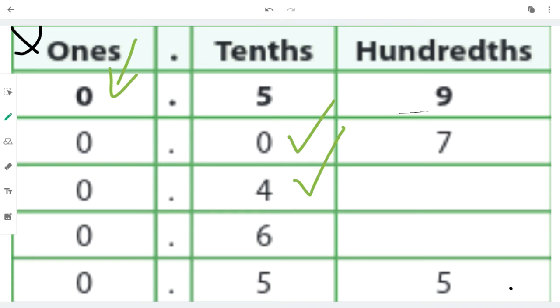We know that 6 will never be less than 5. That's not how that works. 6 can never be less than 5. The one that we need to check is the 5. When the numbers are the same, we need to continue to the next place value. In that place value, we see a 5 again. And we compare. Is 5 less than 9? It is. So that number is also less than 59 hundredths.